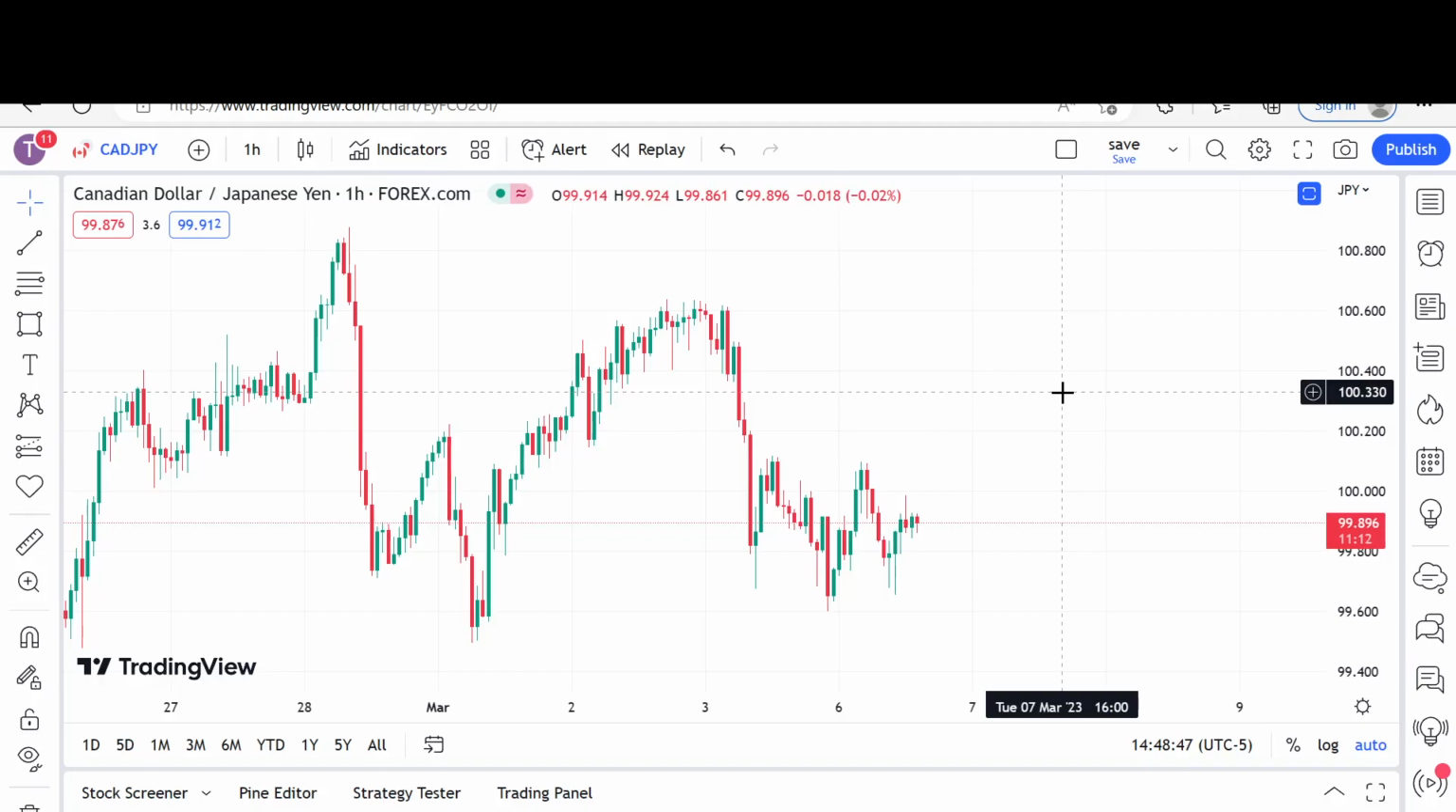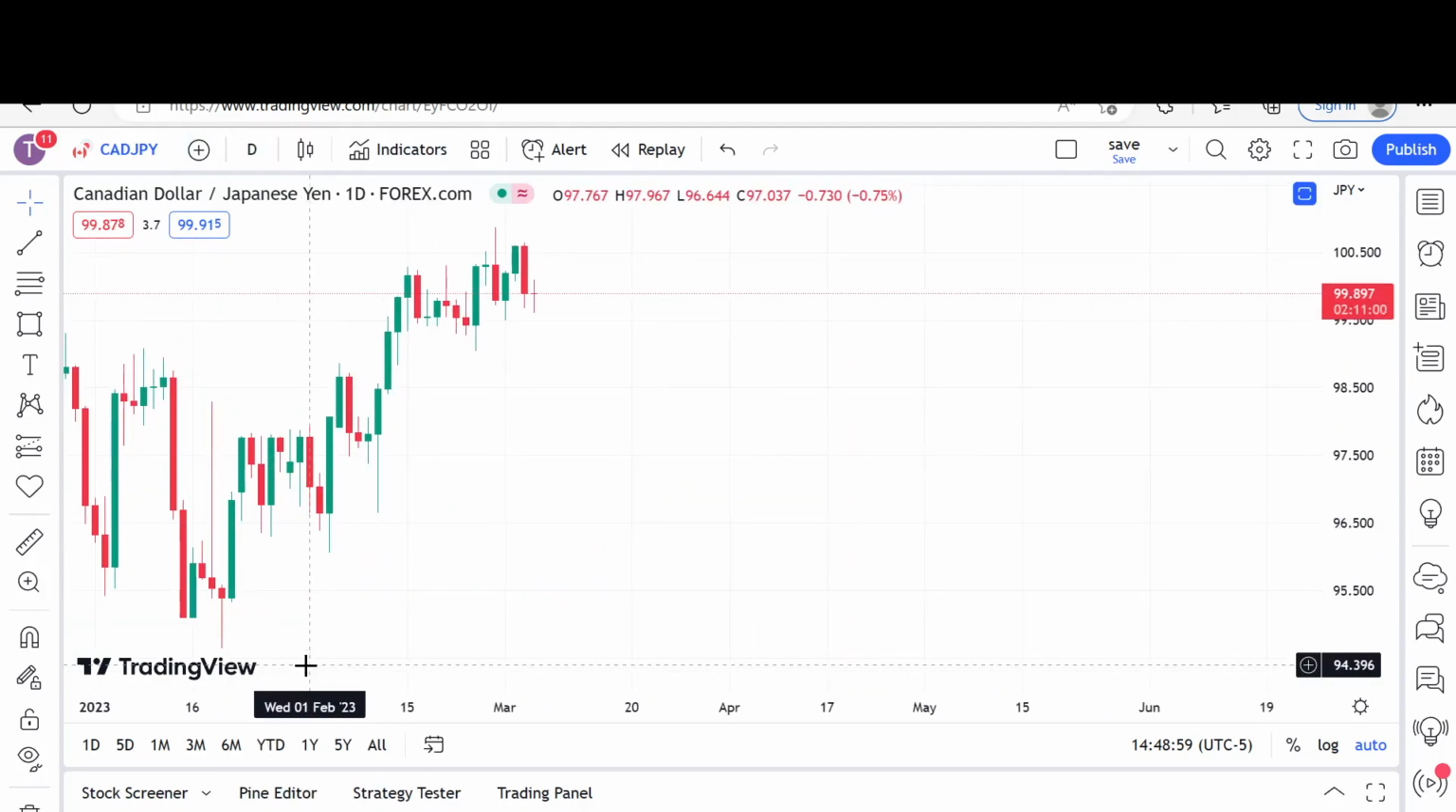Alrighty, so we got a red day recap on CAD/JPY. Let's get into it. Let's break it down. So let's start from the daily chart and let's work our way down. All right, so daily chart, what are we looking at here?